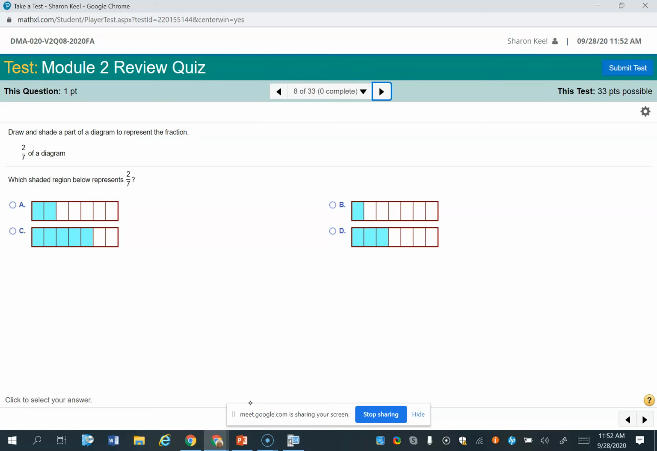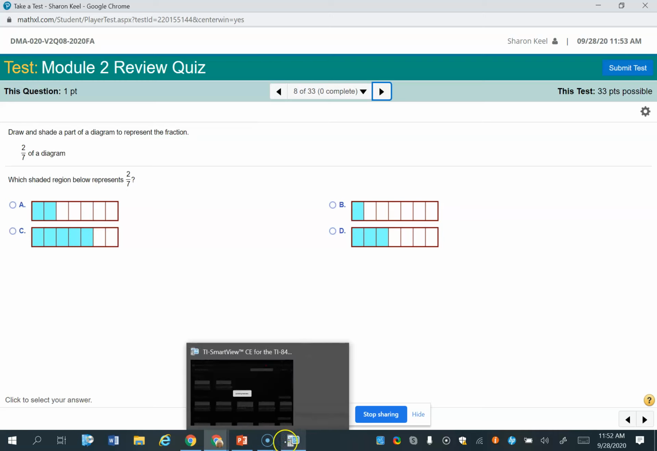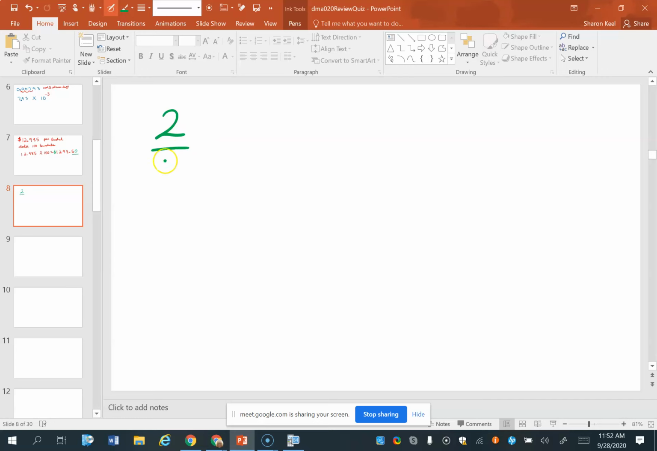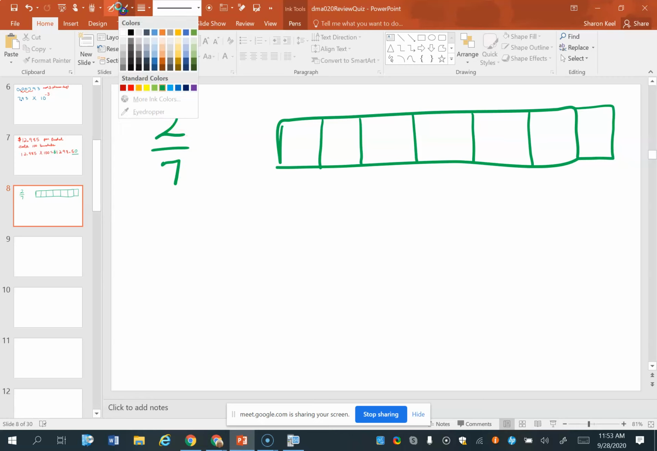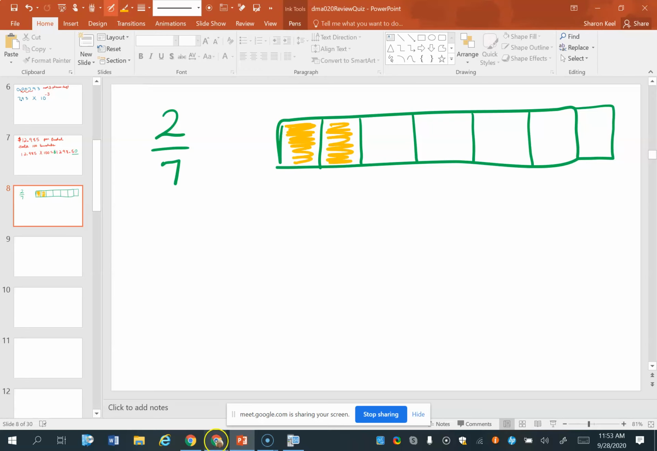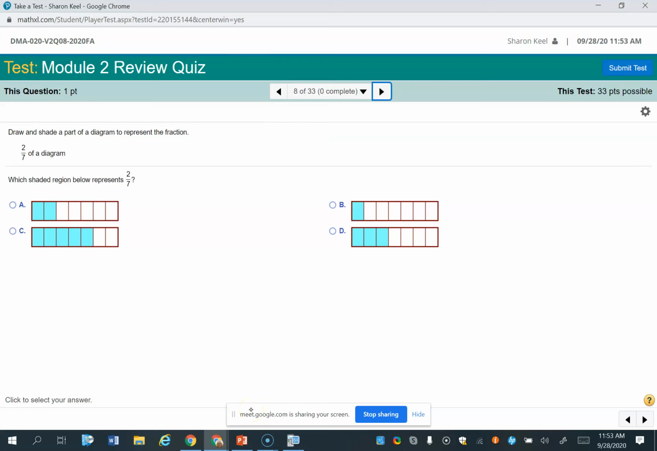Draw and shade a part of a diagram to represent the fraction. So our fraction here is 2/7. I would divide it so I would have 7 pieces here. So 1, 2, 3, 4, 5, 6, 7. Okay. So we would make sure we have 7 pieces. That's the denominator. If we need 2 to be shaded, find one that has 2 of the 7. So in this particular scenario, this has 3, that has 1, this has 5. A would be the one that has the 2.